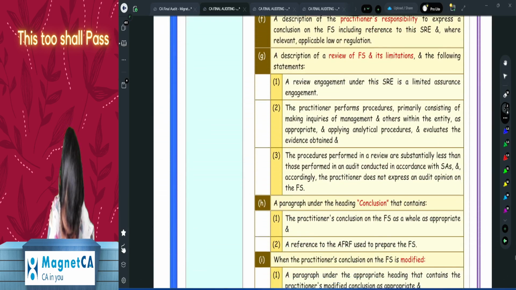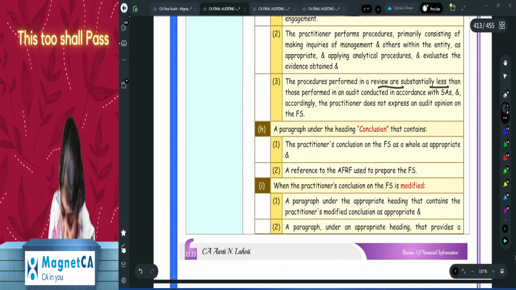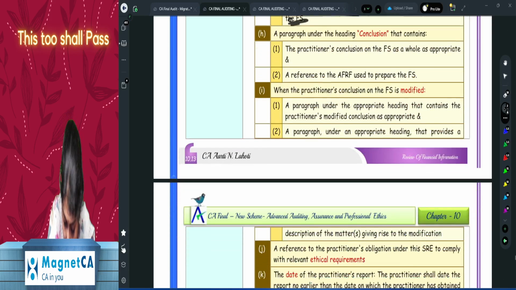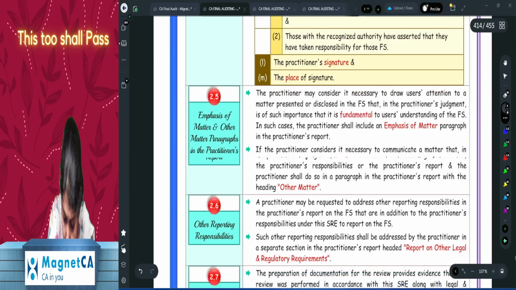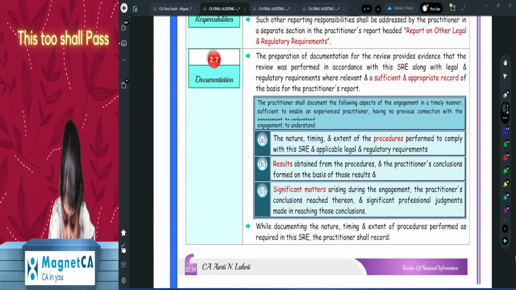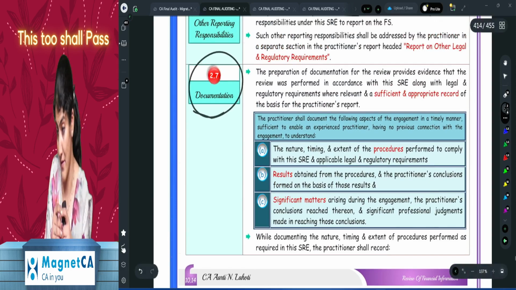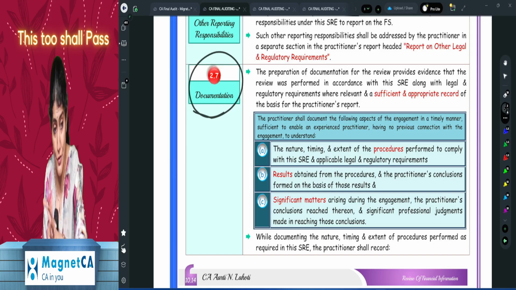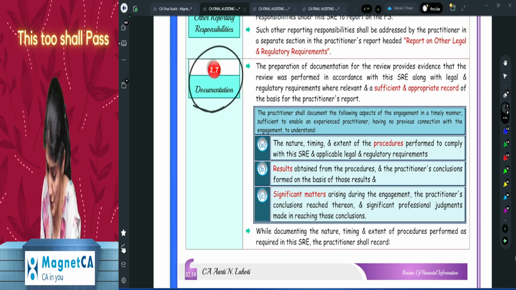Okay, right. So then again the effect, practitioner's report. A review is less in scope as compared to an audit. The practitioner does not express an audit opinion on the financial statements, and then the signature, place and date. Then what documentation? Even these are questions in the question bank. What is the documentation to be kept in case of the review engagement?